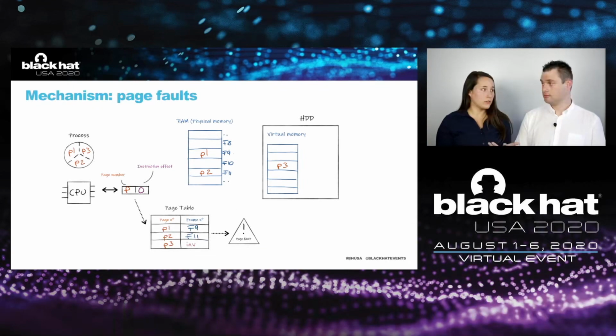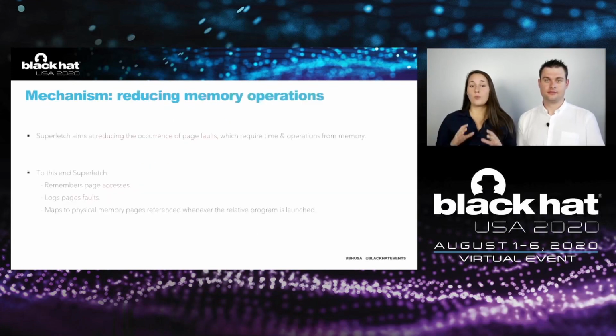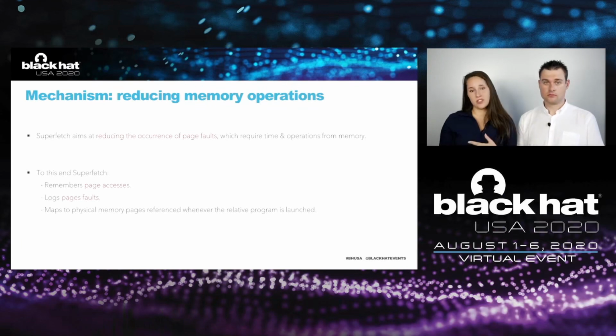But what would happen if the page is not mapped into the physical memory, but into the virtual memory? Well, the page table can't resolve the address of the frame number since the page is not mapped into the physical memory. So a page fault occurs. To deal with that, the OS will first find the page in the virtual memory, then bring it back into a free frame, and then update the page table with this new entry so the process can be done again. The whole point of Superfetch is to avoid this whole process of handling page faults, because they are not errors, they're just normal parts of memory management, but they do require time and memory operations, so they slow the system.